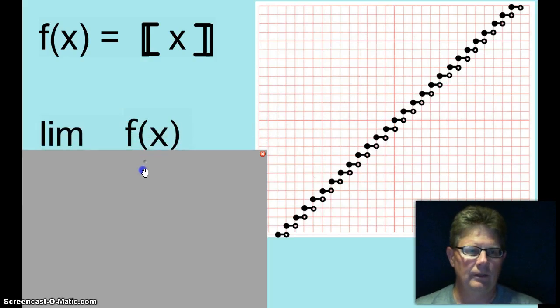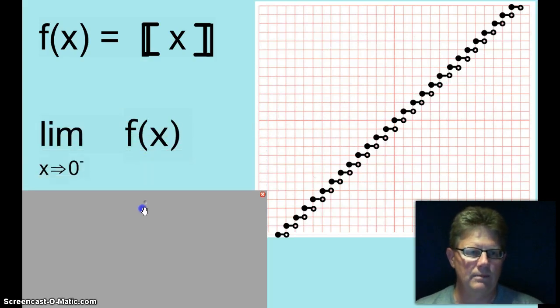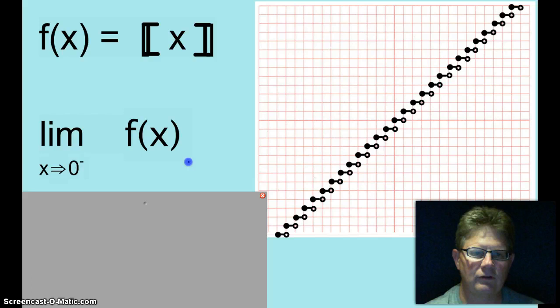Alright. What is the limit of f of x as x approaches 0 from the left? So you're approaching 0 from the left right here. What is the limit? Come on. You can guess. You can figure it out. That is correct. The limit would be -1.